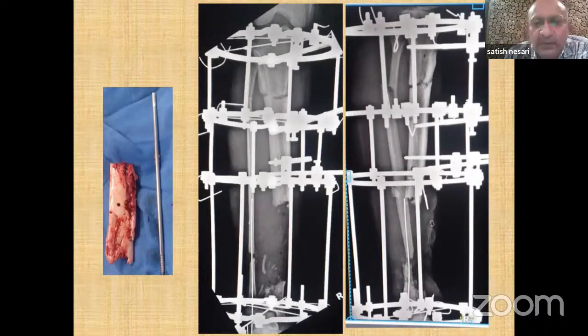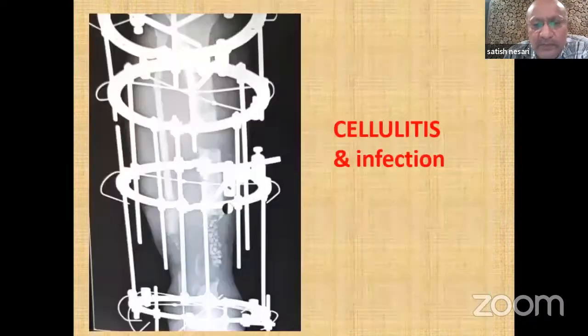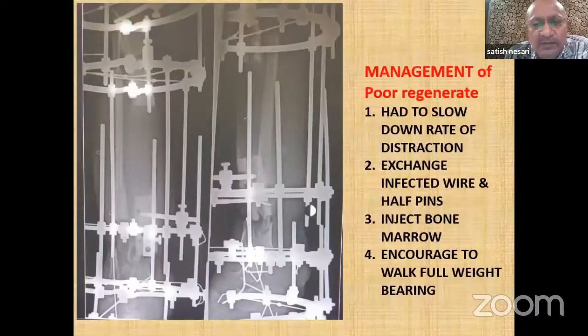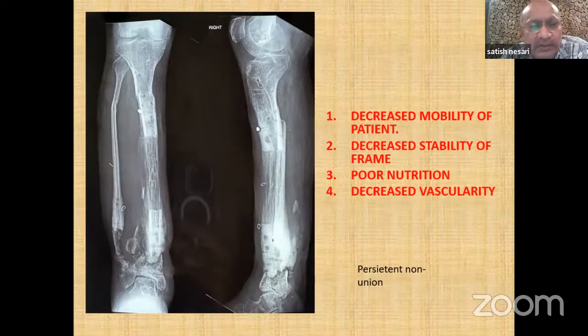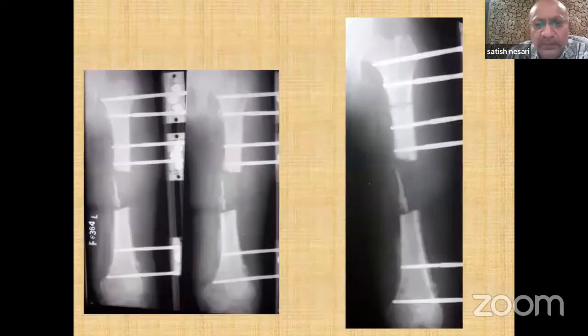Okay. So in this patient, I had to excise the necrosed fragment, and in between he had cellulitis. But at the end, because of severe suicidal tendencies, I had to remove the frame. And this is the last picture where there is a poor regenerate and a persistent non-union lower down.